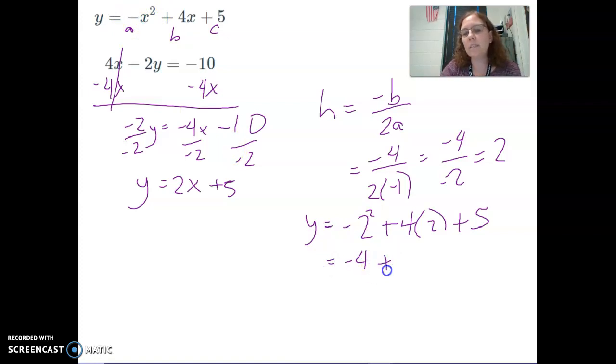2 times 4 is 8 plus 5. All right, negative 4 plus 8 is 4. 4 plus 5 is 9. So my vertex is at the point 2, 9. So that's going to be my green dot.